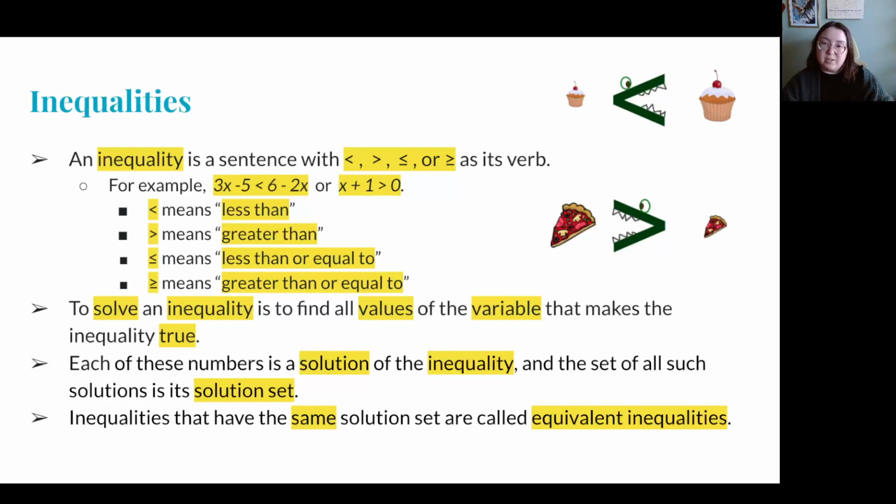So to solve an inequality is to find all the values of your variable that make the inequality true. Each of these numbers is a solution of the inequality, and the set of all such solutions is called the solution set. Inequalities that have the same solution set are called equivalent inequalities. So when we solve these inequalities, it's not just a single number that is our solution. We are typically going to have many numbers that count in the solution.